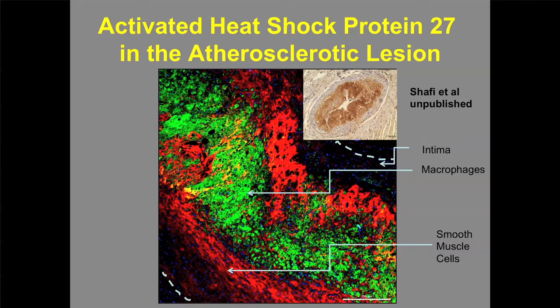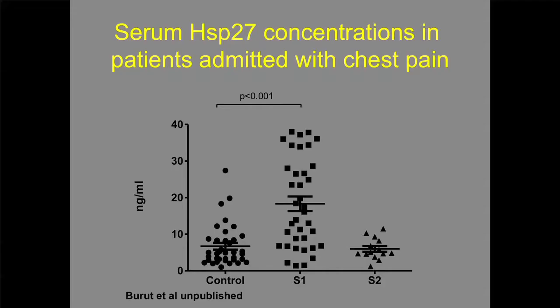So what this says is that heat shock proteins are expressed in lesions, in this case in the coronary artery, in this case in the aorta. And they seem to be in areas where macrophages are producing free radicals. And we then measured the levels of heat shock protein in serum in patients who were admitted with chest pain. This is the control group, and these are individuals admitted with chest pain, and this is a few days later. So there seems to be an acute effect of releasing heat shock protein.